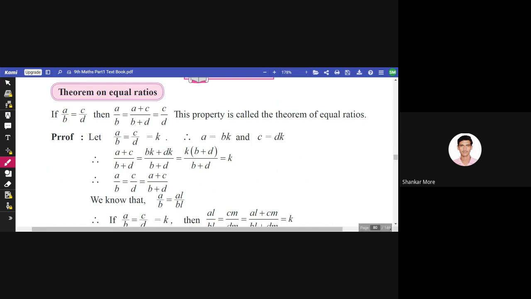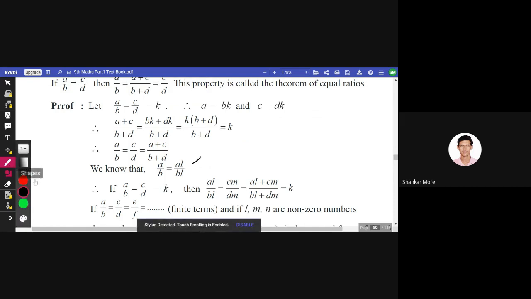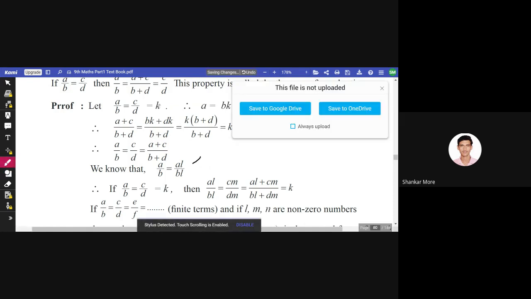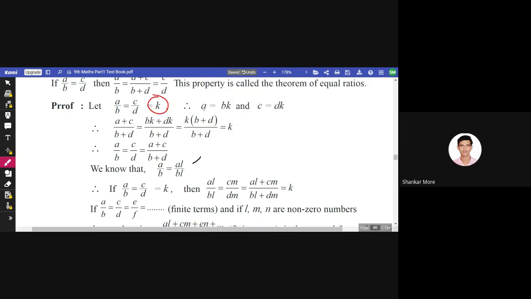In mathematics, we have to prove everything. So we will see the proof of this particular theorem as well. Now let a/b = c/d. ये दो equal ratios हैं, तो इन दो equal ratios की कुछ तो एक value आएगी जो होगा constant k. Okay, so k is given here. Then a = bk.